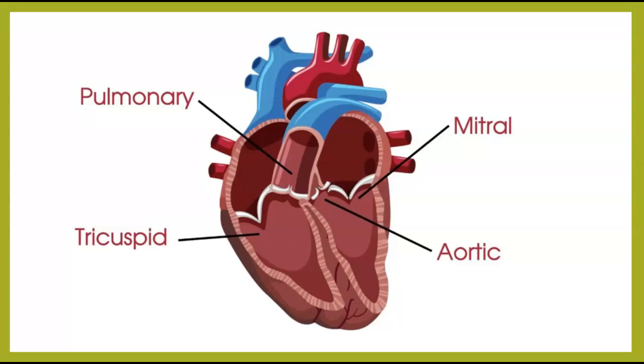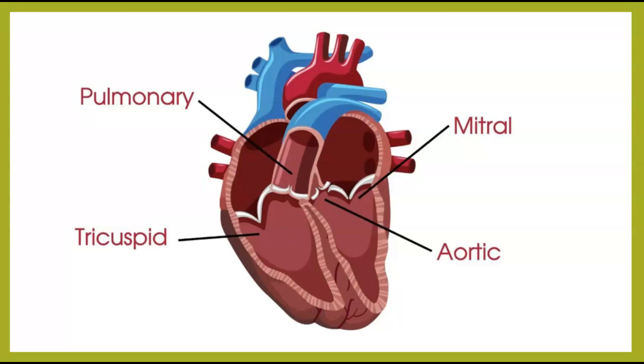So we've got 4 different valves that we're going to talk about. First is your tricuspid valve. That's going to be between your left atrium and your left ventricle. You've got your pulmonary semilunar valve, or sometimes it's called the pulmonic valve. That's between the right ventricle and the pulmonary artery. You've got your mitral or bicuspid valve. That's between the right atrium and the right ventricle. And then you have your aortic semilunar valve, and that is between the left ventricle and the aorta.